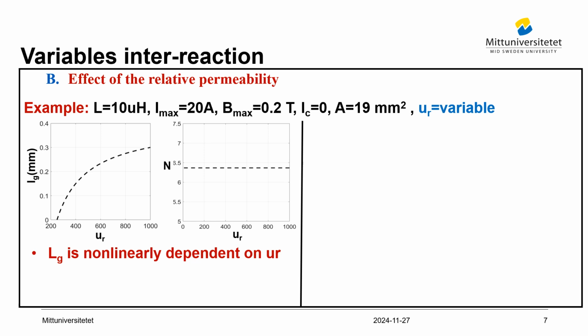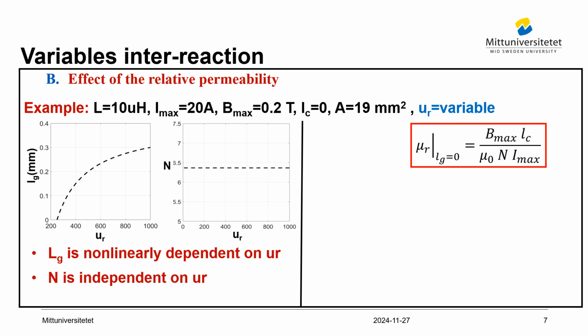However, you can see that the number of turns does not depend in this case on the relative permeability. The number of turns only depends on the cross-section, according to Faraday's law. So the number of turns is completely independent of the relative permeability. Now, to understand this point, we will fix the air gap to 0 and calculate the required relative permeability, the required magnetic material, for a given condition.